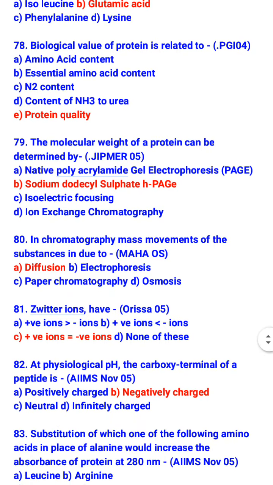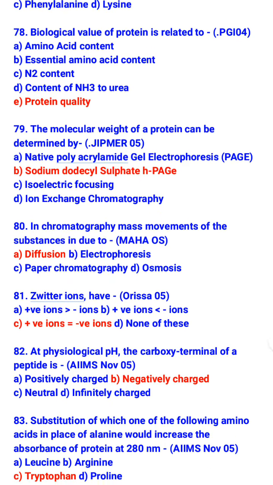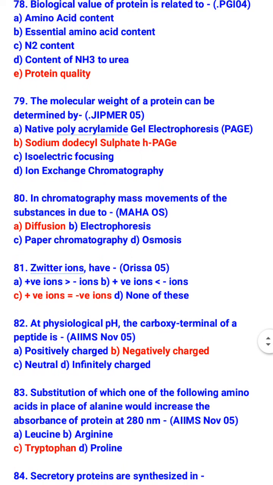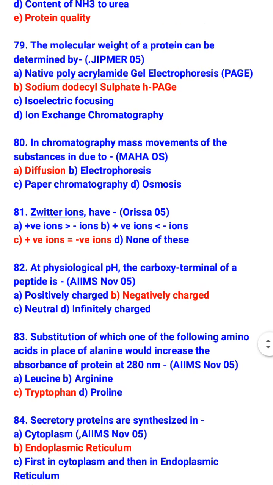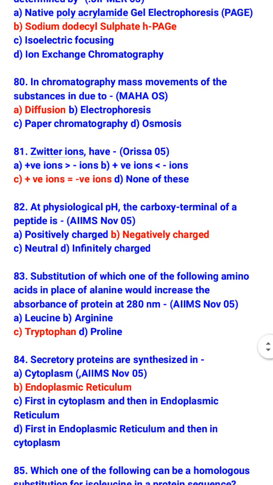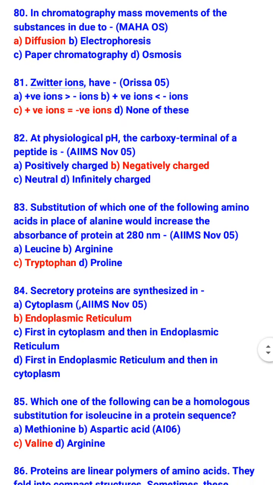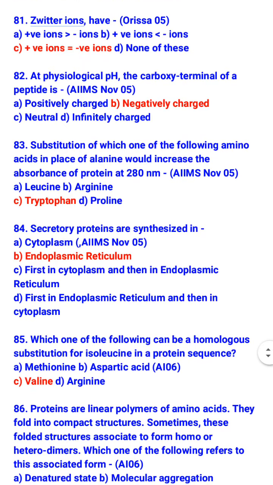In chromatography, mass movements of the substances is due to diffusion. Zwitter ions have positive ions equal to negative ion. At physiological pH, the carboxyl terminal of a peptide is negatively charged. Substitution of which one of the following amino acid in place of alanine would increase the absorbance of protein at 280 nanometer? Tryptophan. Secretory proteins are synthesized in endoplasmic reticulum.